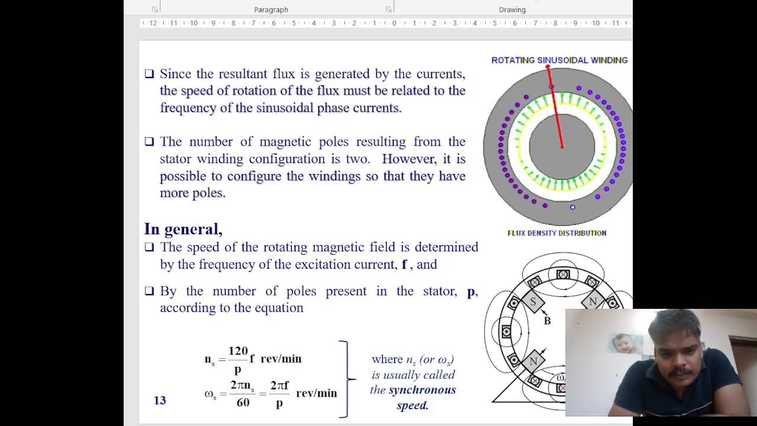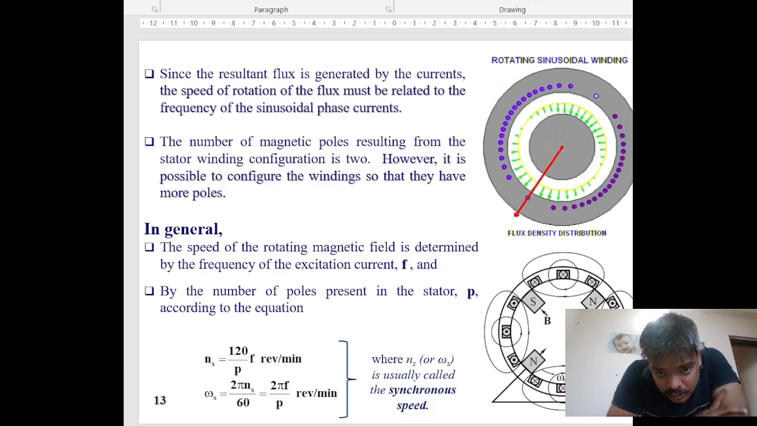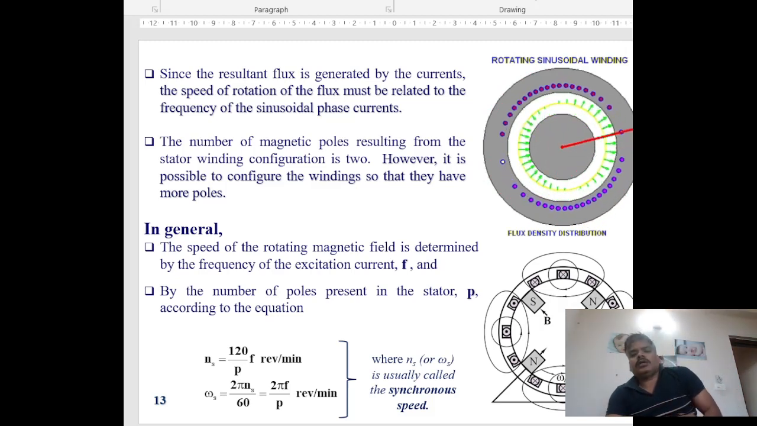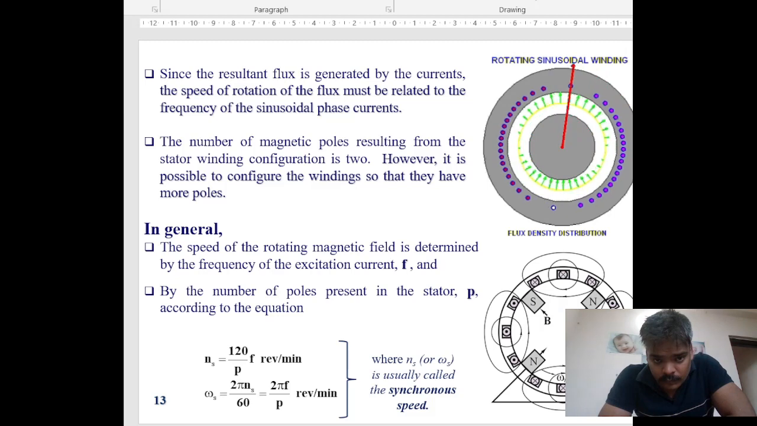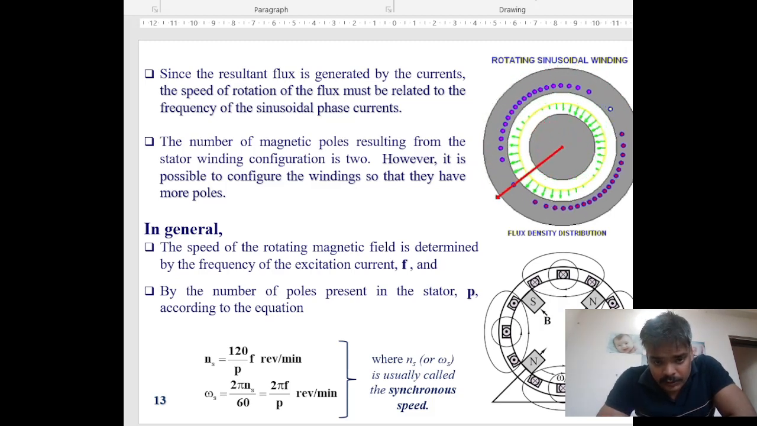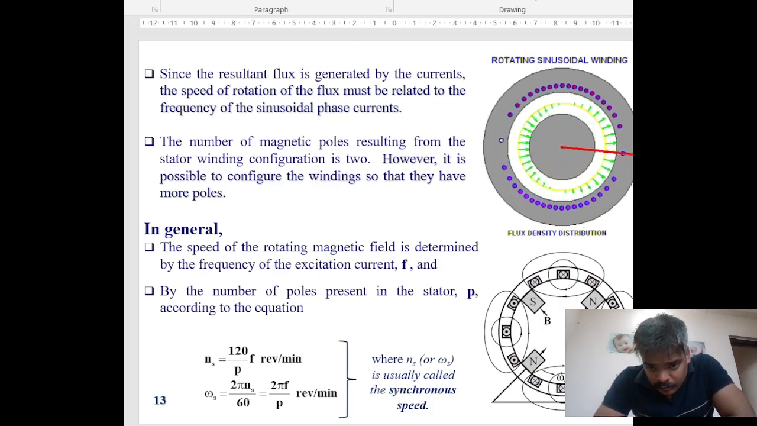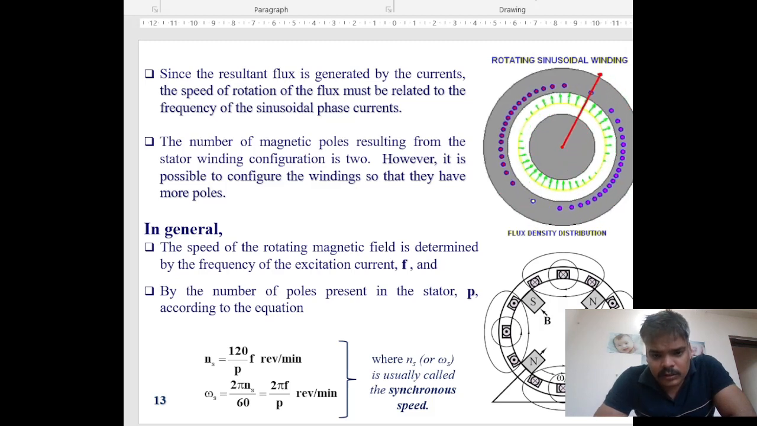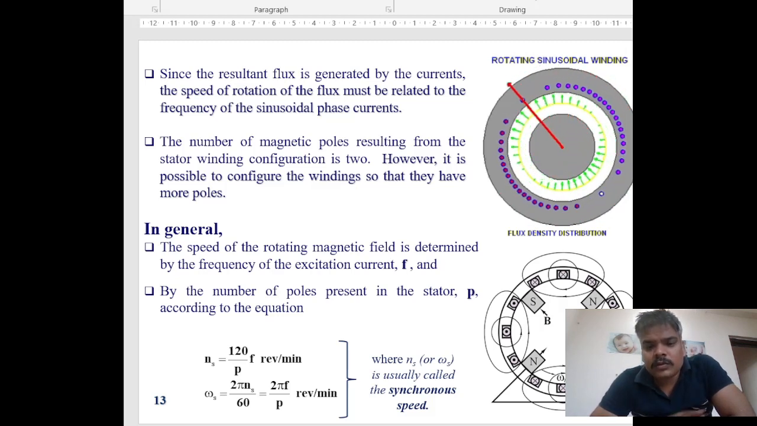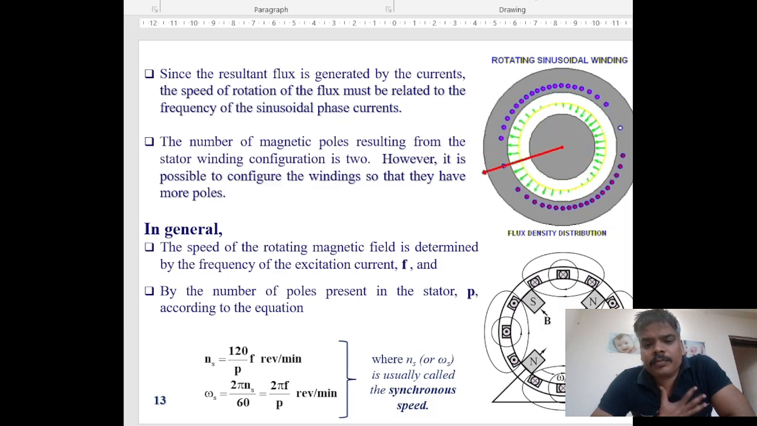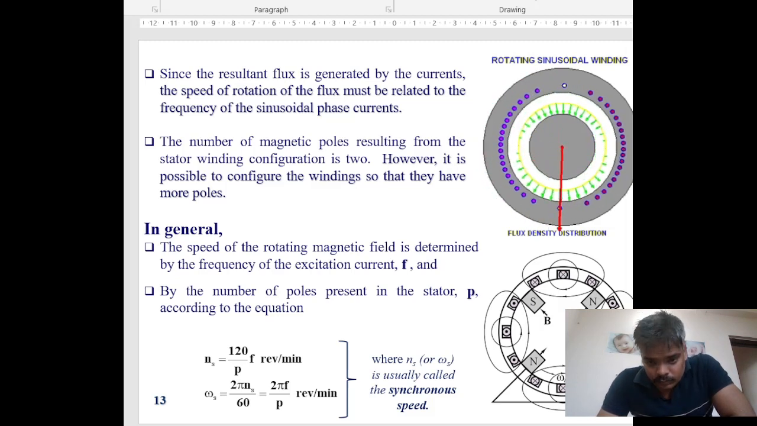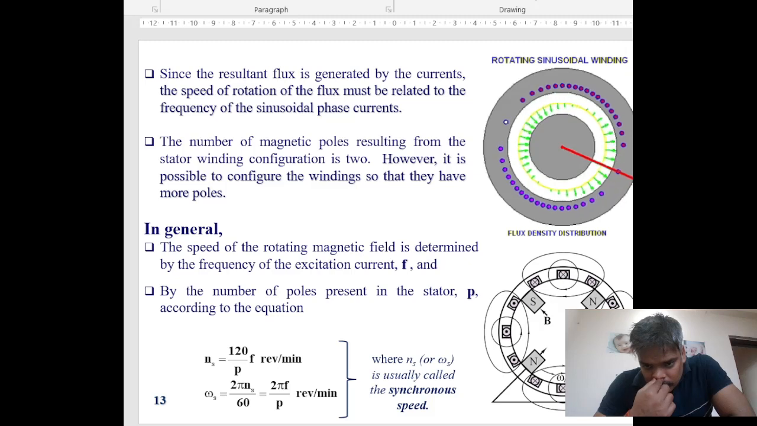The number of magnetic poles resulting from the stator winding configuration is 2. However, it is possible to configure the windings so that they have more poles. In general, the speed of the rotating magnetic field is determined by the frequency of the excitation current and the number of poles present in the stator. According to the equation, speed equals 120 f divided by P. It is called the synchronous speed.